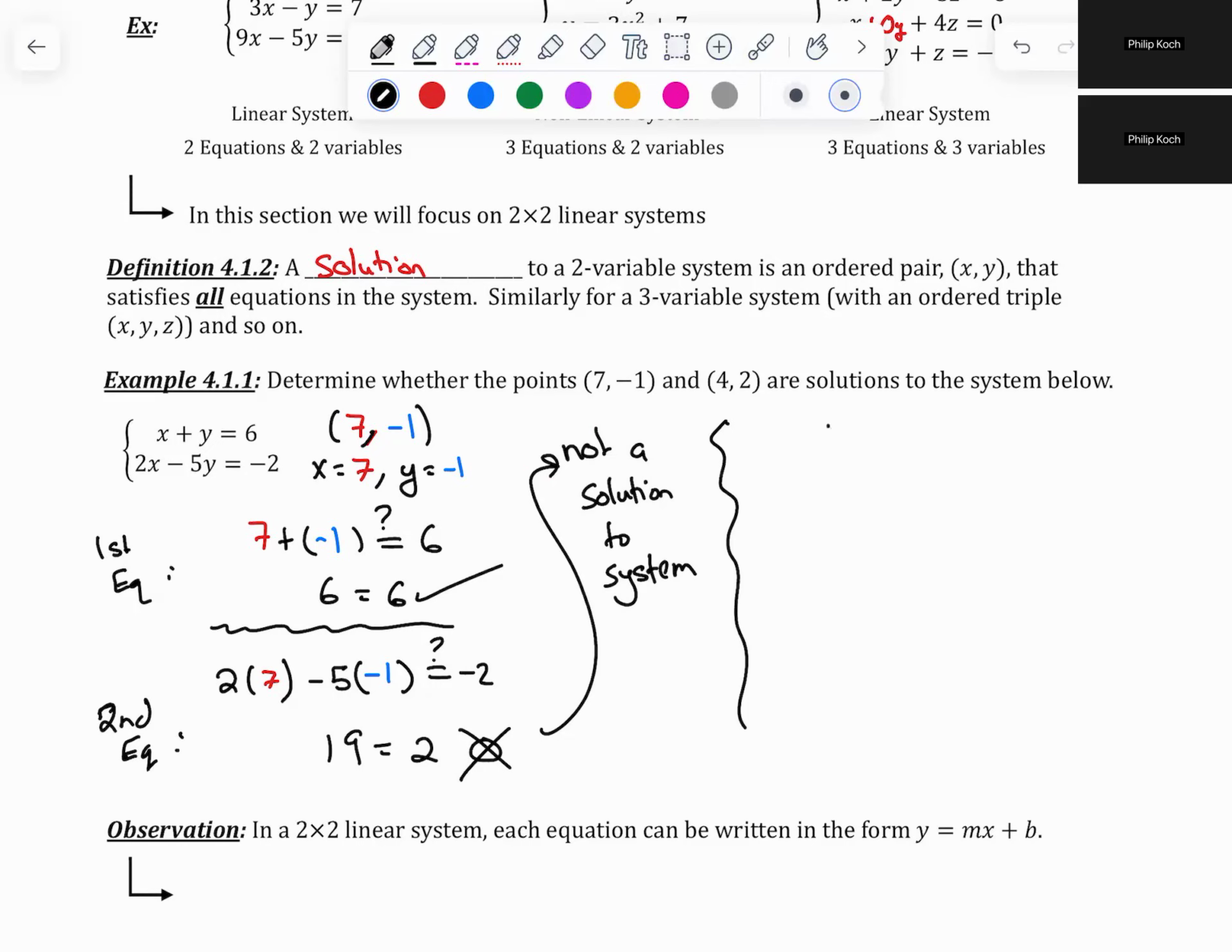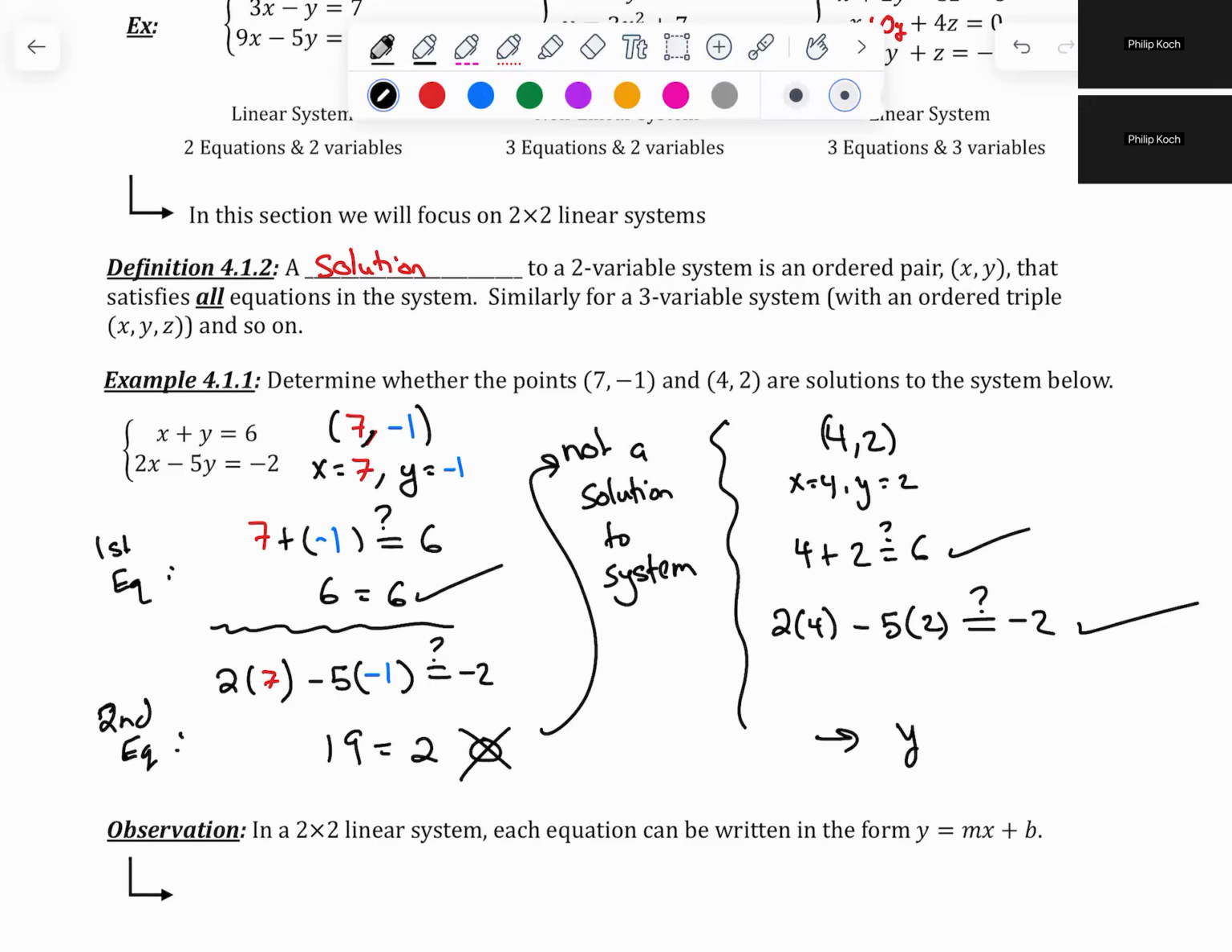With (4, 2), that means x is equal to 4 and y is equal to 2. So does 4 plus 2 equal 6? Yes, it does. And then does 2 times 4 minus 5 times 2 equal -2? Yes, it does. You get 8 minus 10, that's -2. So it works. So (4, 2) was a solution. (7, -1) was not.